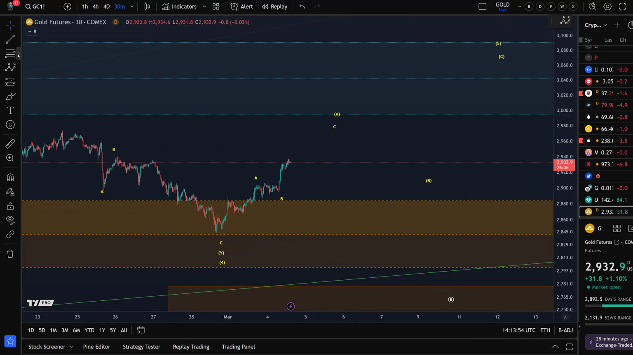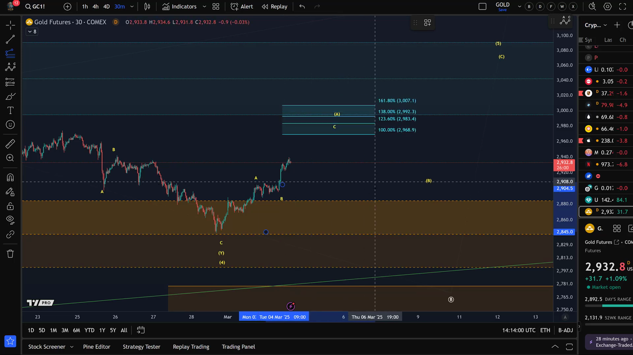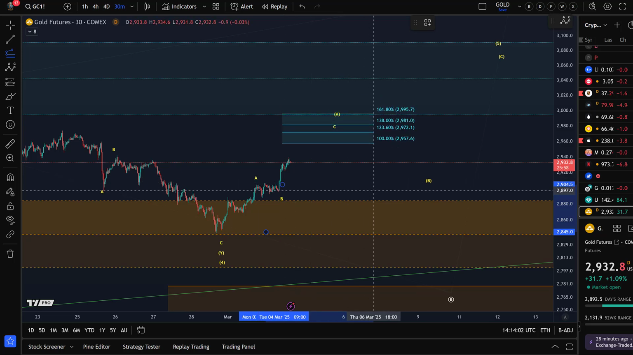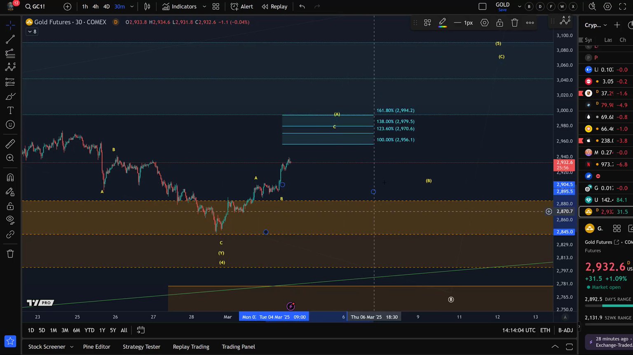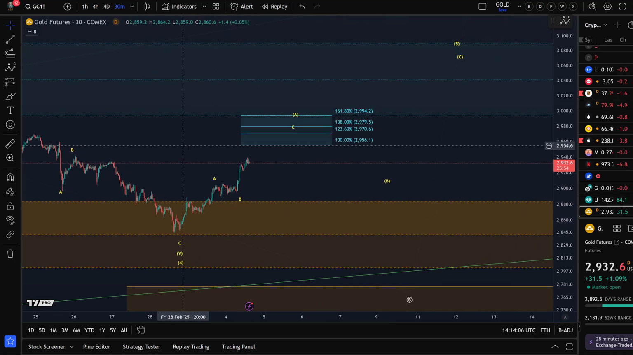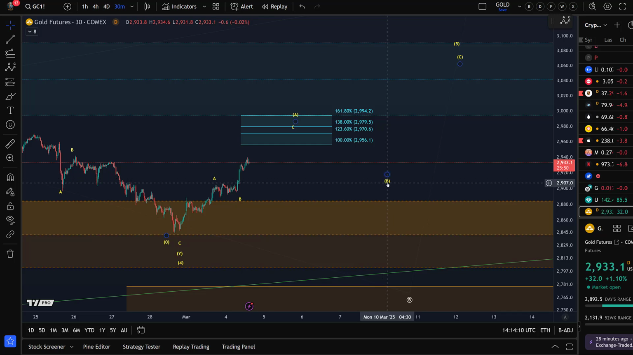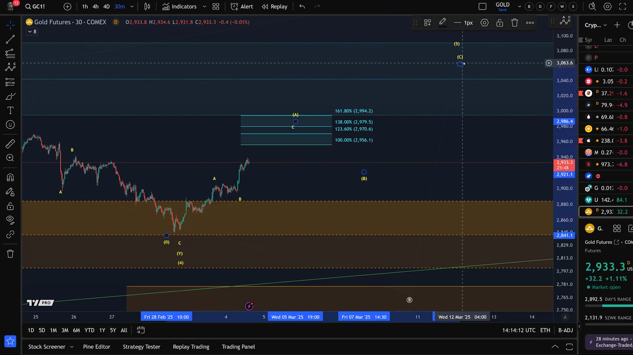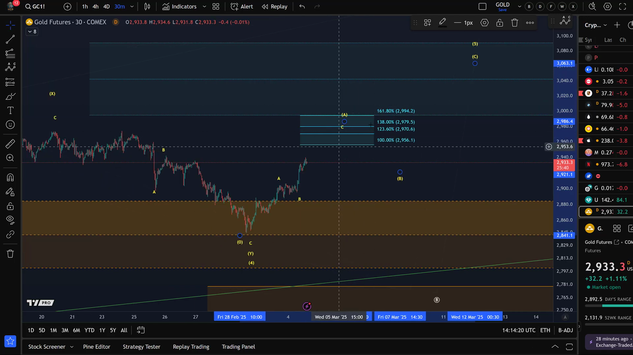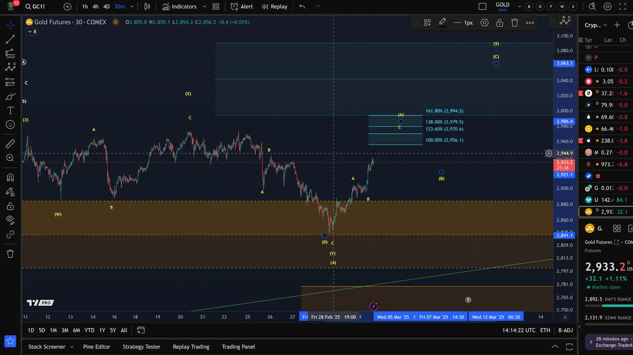What I can track here is the ideal target for wave C of A. We do that by taking the length of the initial A wave, go to the end of the triangle, and that would be an ideal target zone. So let's see if the price can get there and complete wave C of A. From there, the B wave pullback should ideally start. So it's the area between $2,956 and $2,994 would be an ideal target for this C wave.